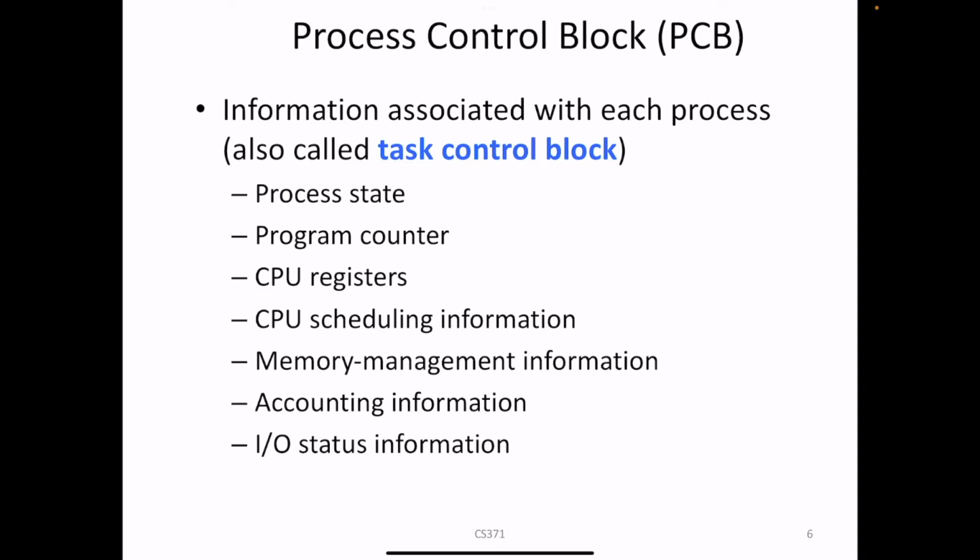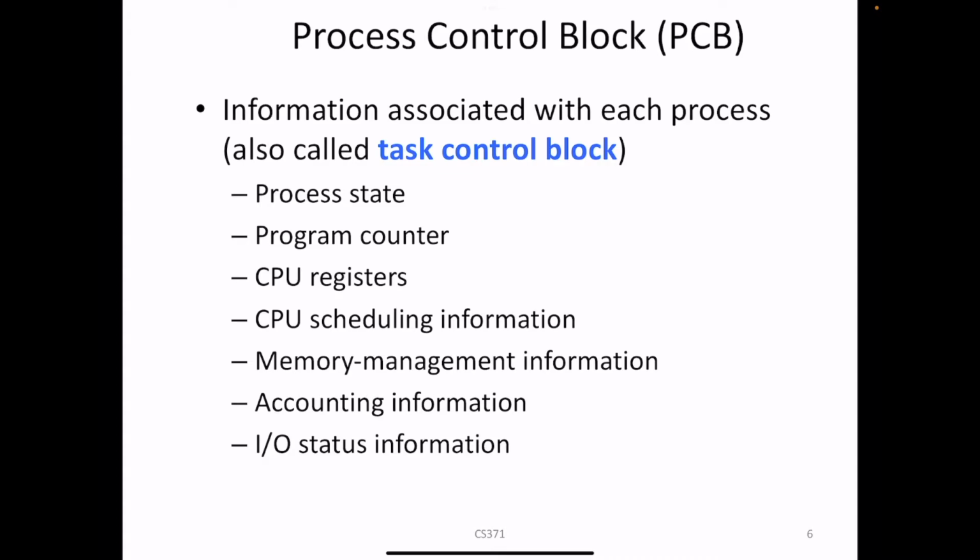In the PCB, we also maintain CPU scheduling information. When the CPU is available, it will choose a process among all the processes in the ready state to execute based on the scheduling information. We also need to maintain the memory management information to know how much memory space has been assigned to each process. Later, when the process finishes execution, the operating system needs to reclaim that memory space, making it available for other processes to use later.